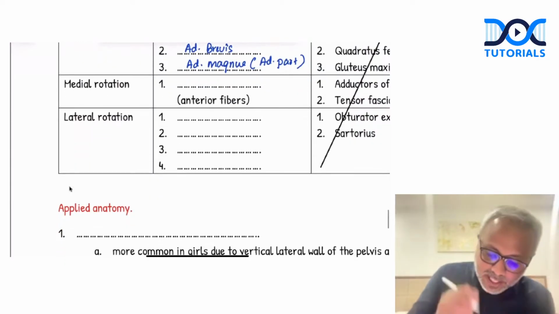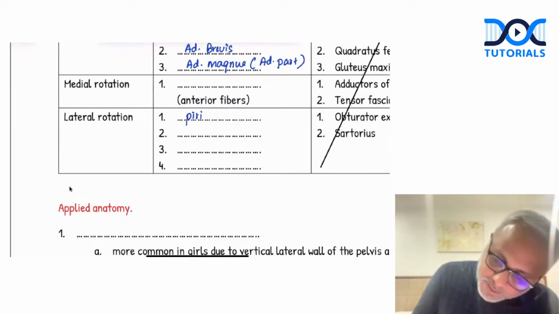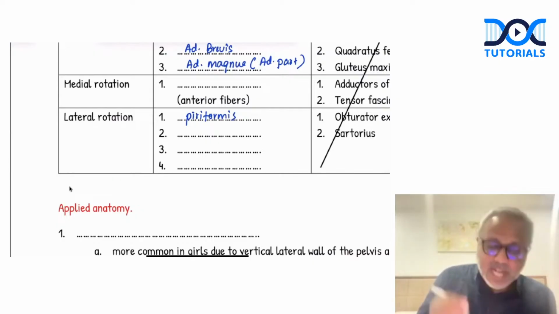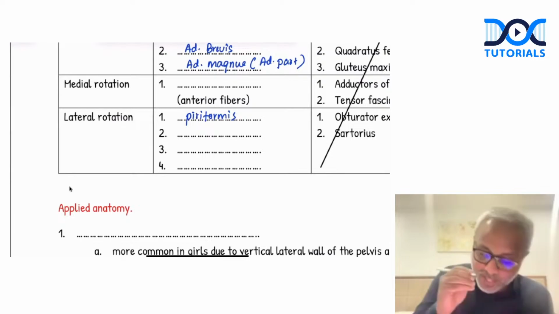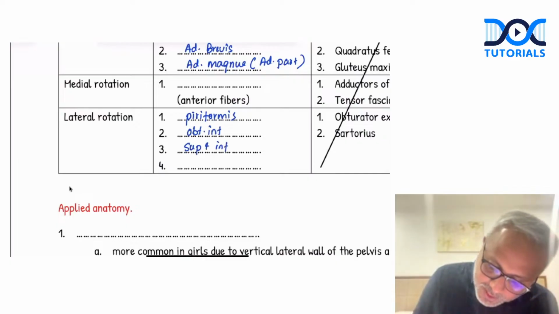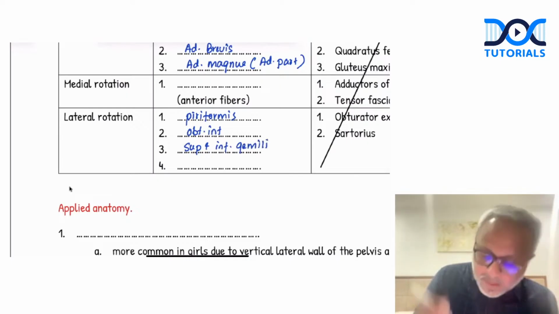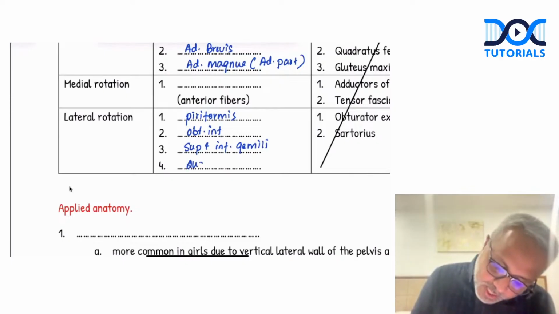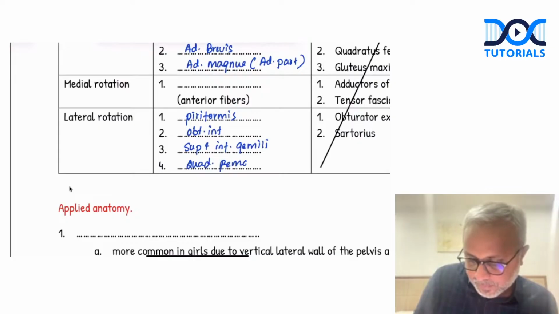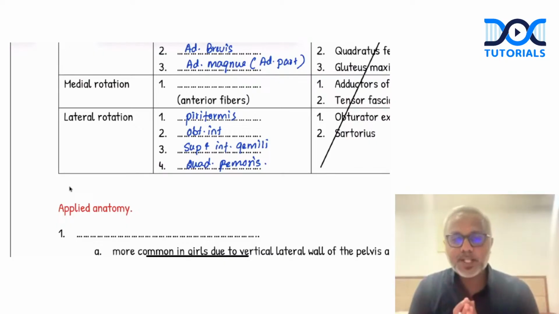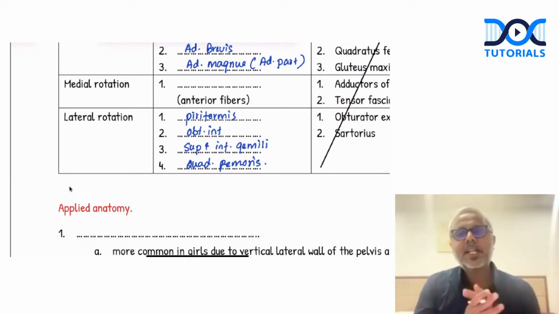The lateral rotation, remember, is the function of the piriformis muscle. We'll come back to medial rotation. Lateral rotation is done by piriformis, then by obturator internus muscle, then superior and inferior gemini. Then the fourth important muscle is the quadratus femoris. These are the main muscles that will bring about the lateral rotation.